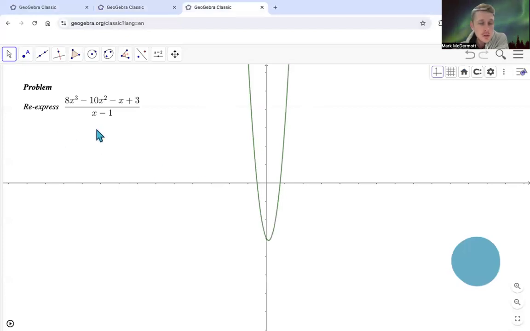Okay, so here's a problem to finish up and see if you can try it. Re-express 8x cubed minus 10x squared minus x plus 3, all divided by x minus 1. So see if you can re-express it. So you're doing what we did in that previous example. And I encourage you to think about how many sets of x minus 1 you need to set up this re-expression.